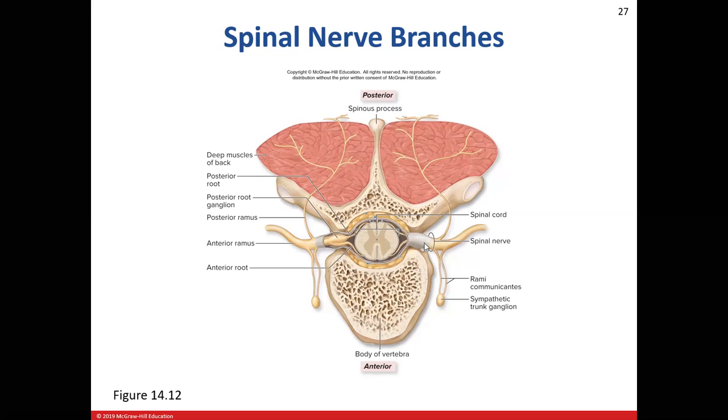You'll notice that after it exits, it's going to branch off and split. Here's a small branch. This is the posterior ramus, and it's going to go towards the back musculature. Then we have our larger anterior ramus, and this is going to be what innervates the anterior side of the body or the extremities. The other characteristic here is we have rami communicantes, and you're going to notice that there are two of them, and they connect to a sympathetic trunk ganglion. And those ganglia actually run the distance up and down the vertebral column just outside of where that spinal nerve exited. So here's going to be one portion of it, and here's another portion of it.